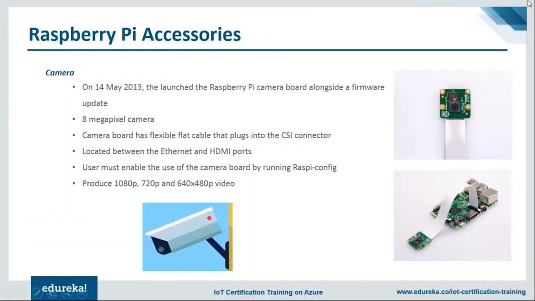Now, another additional component that most people use with Raspberry Pi is the camera. In 2013 itself, one year after Raspberry Pi 1 was launched, the Raspberry Pi camera was introduced along with a firmware update. Now, the Raspberry Pi camera is basically an 8 megapixel camera and can directly be connected to the CSI port present on the Raspberry Pi itself. It's also very interesting and can record up to 1080p videos as well.